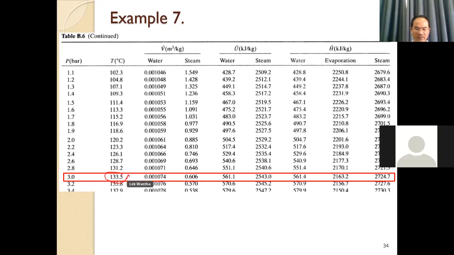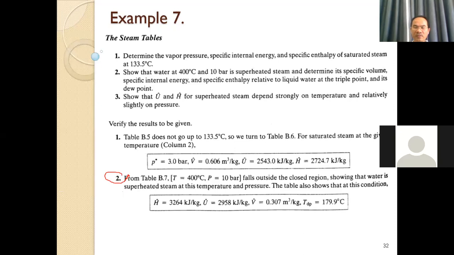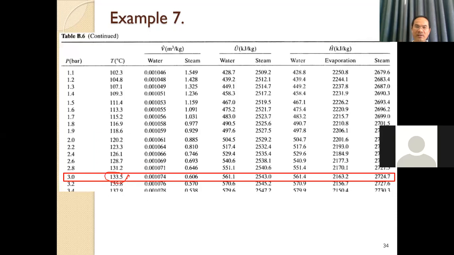133.5. What is the specific volume, internal energy, enthalpy, and entropy? For this case, we call it saturated vapor. That's right. The volume of steam. This is steam, this is liquid, but for this case, we only want steam. This is the enthalpy of the steam. This is the entropy of the steam. That's right. Okay.